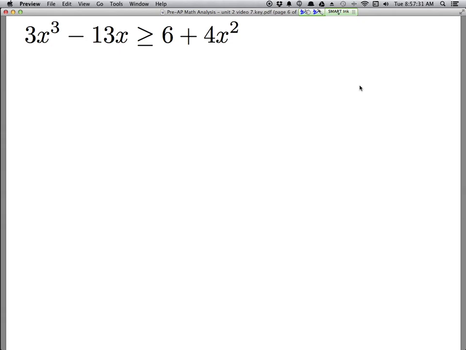3x cubed minus 13x greater than or equal to 6 plus 4x squared. Yep, we want to start by getting everything on the same side. So I have 3x cubed minus 4x squared minus 13x minus 6 greater than or equal to 0.